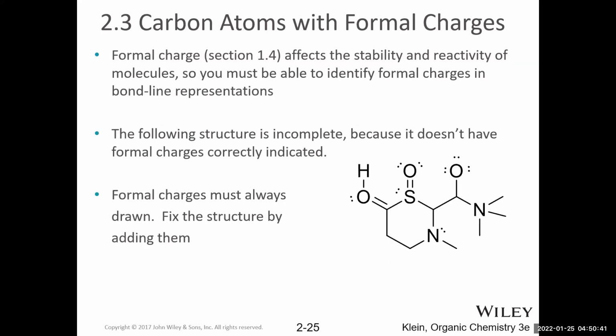So formal charge affects the stability and reactivity of molecules. So it's very important that we're able to identify formal charges in line structures. This particular structure is incomplete because it does not have the formal charges listed. So just like we calculated formal charge on Lewis structures, we should be able to calculate formal charge on line structures. It's really no different. We just need to do our calculation. Number of valence electrons minus the number of assigned electrons will give us the formal charge, if any. So go ahead and take a moment, add in any missing formal charges, and then we'll go over it.